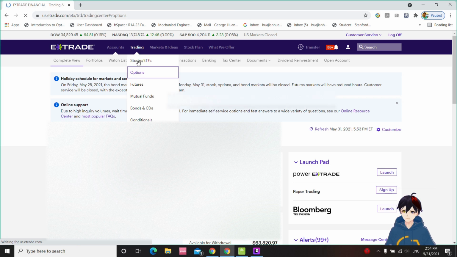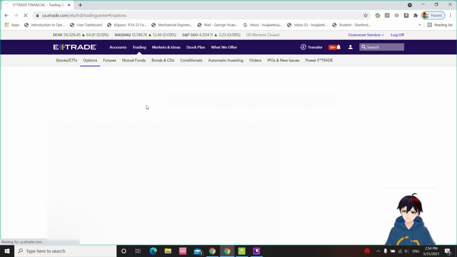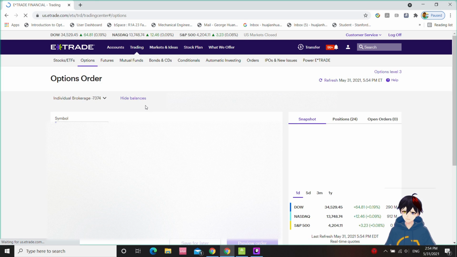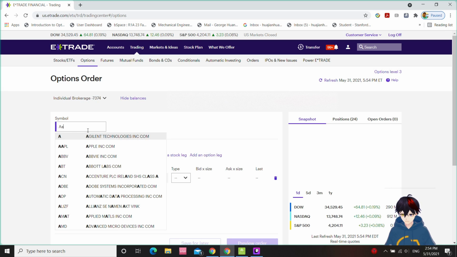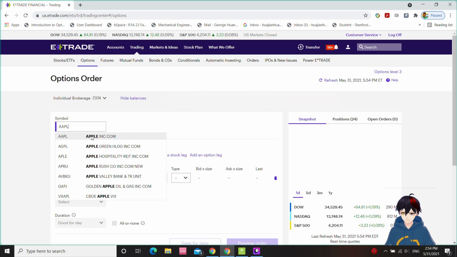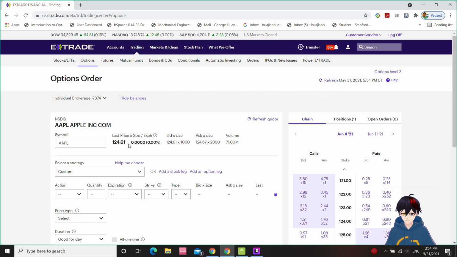So you go to trading, options, and then you can type a symbol. Let's say Apple, as an example. So we can see the price is 124.61 and the bid and ask. The ask is slightly larger than the bid, like you expect it to be. You've got large volumes.